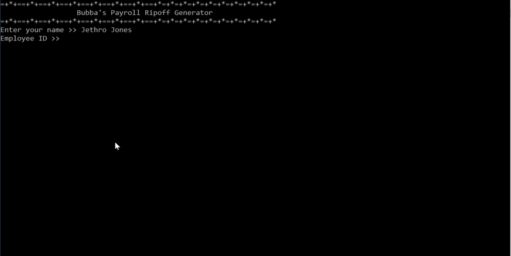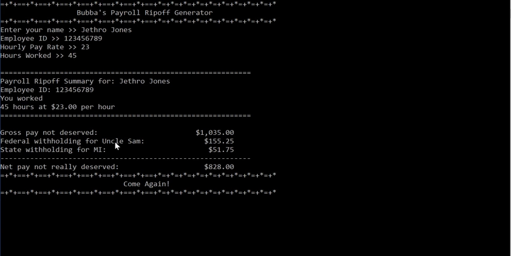So I could have entered that by mistake. Hourly pay rate, hours worked, and everything is calculated. Notice we have the output of what they entered, their name, their ID, how many hours they worked, and how much an hour, even though I entered 23. Notice that the output does say $23 per hour, as well as alignment. We do have alignment happening not only with numbers but the text, so that it makes it easier to read in the console. And so that will be an important piece as well.